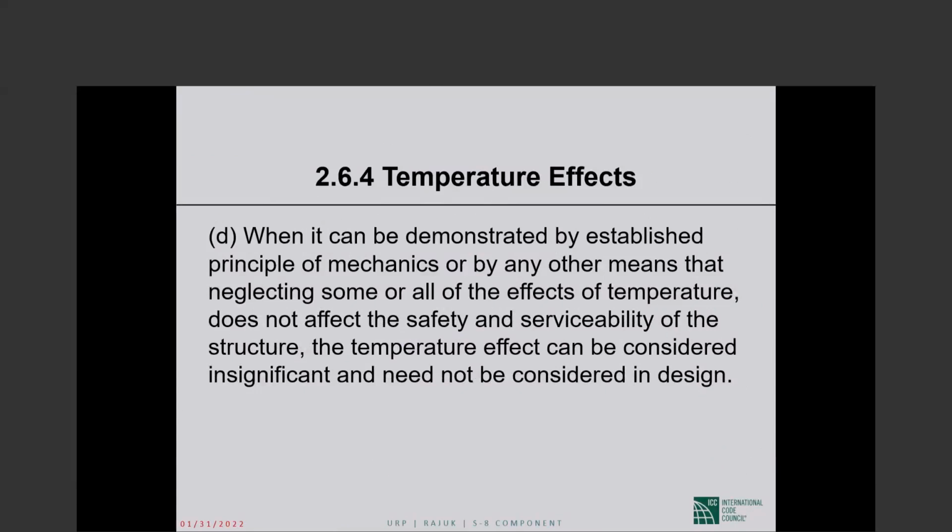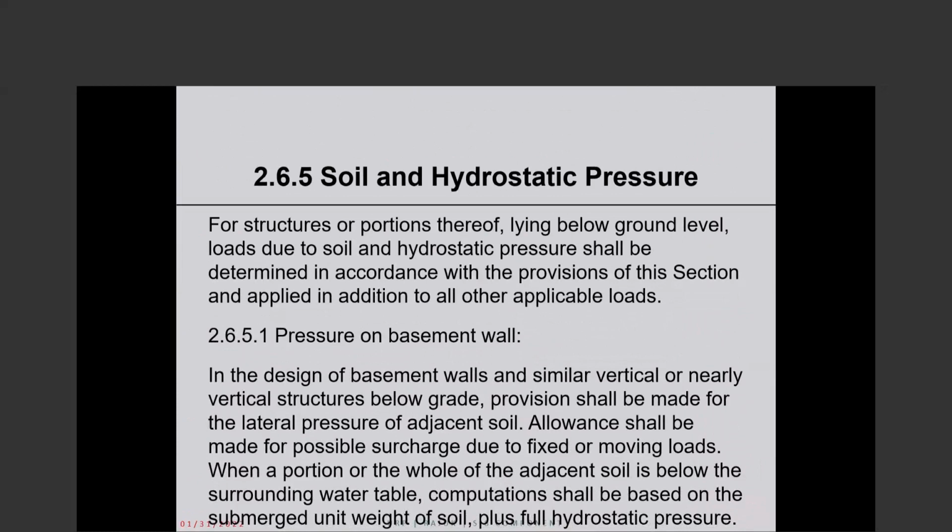When it can be demonstrated by established principle of mechanics or by any other means that neglecting some or all effects of temperature does not affect the safety and serviceability of the structure, the temperature effect can be considered insignificant, need not be considered in design. When it can be demonstrated by established principle, I don't exactly know how you will demonstrate that. Okay, I think this is the last load that we will talk about.